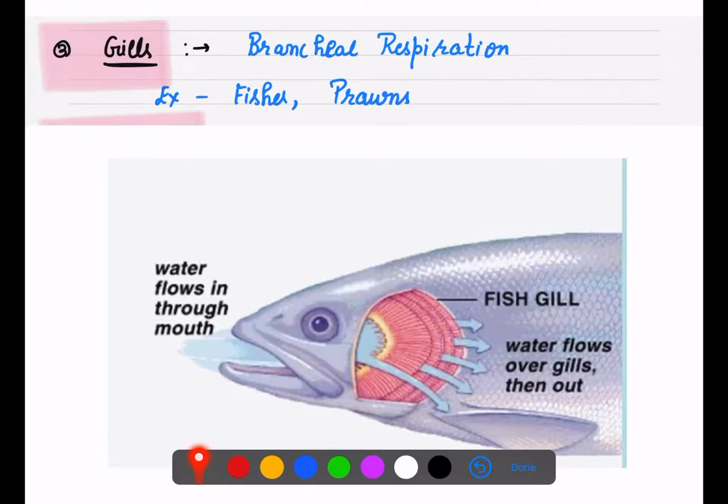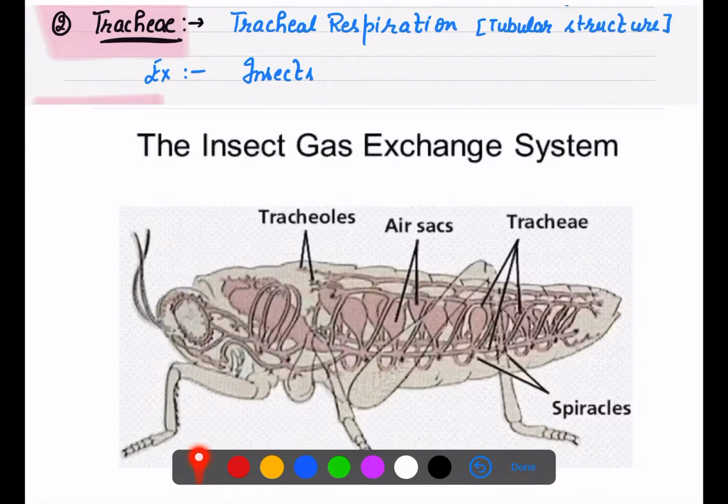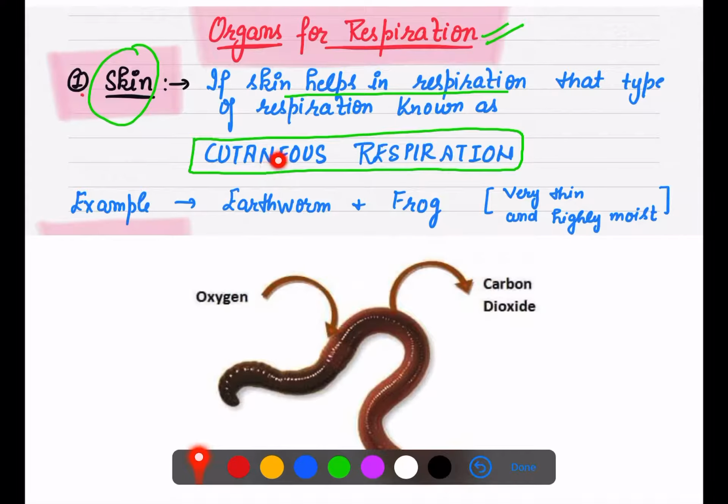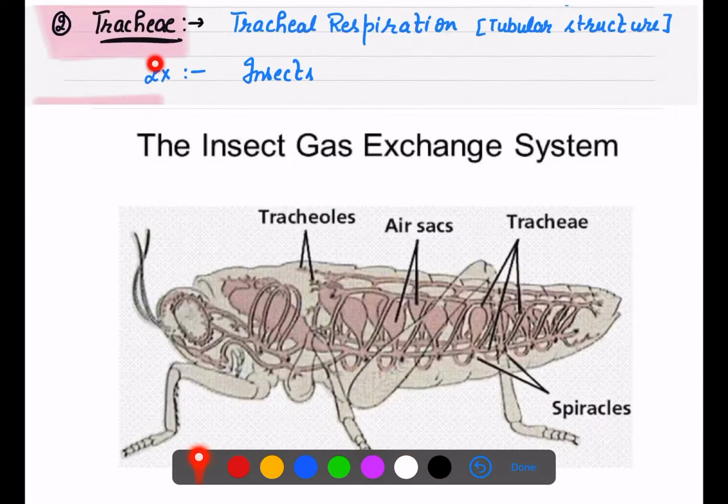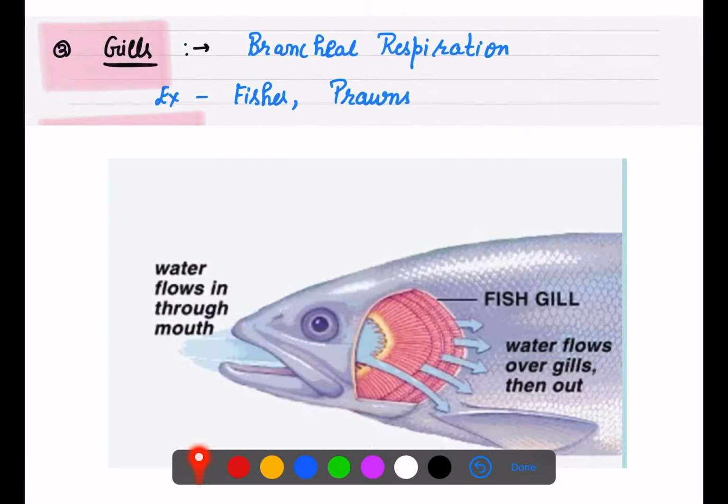Next are the gills. All of you know that gills are the prominent respiratory organ in fishes, and this type of respiration is called branchial. If it is skin, it will be known as cutaneous. If it is tracheae, it will be tracheal. If it is gills, then it will be known as branchial.